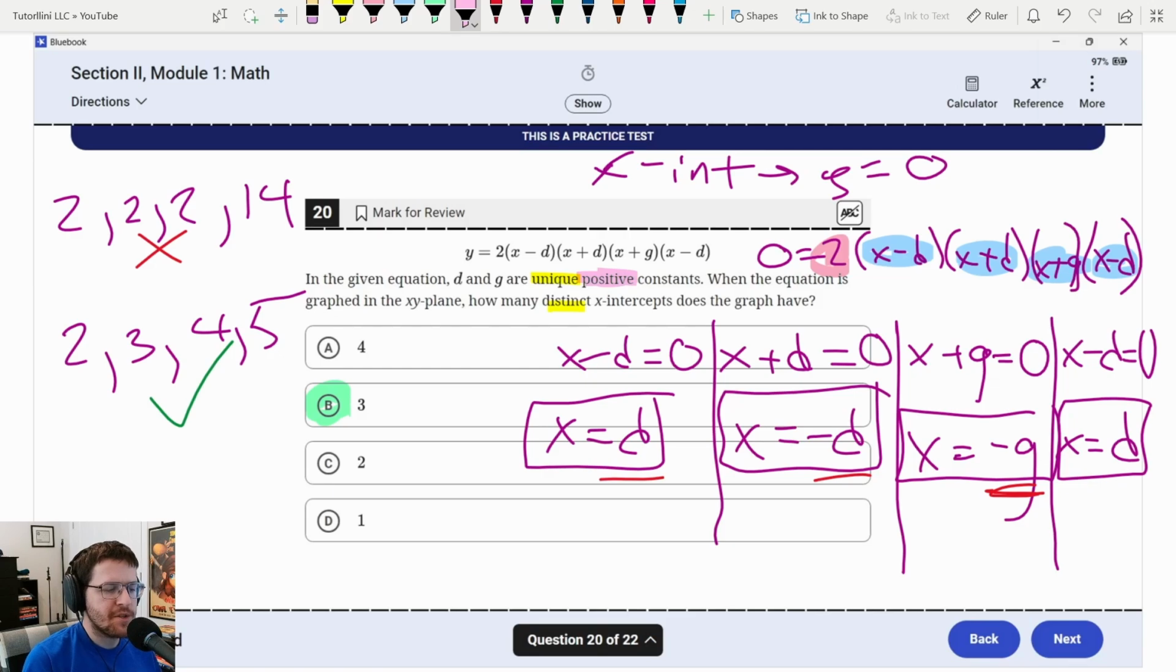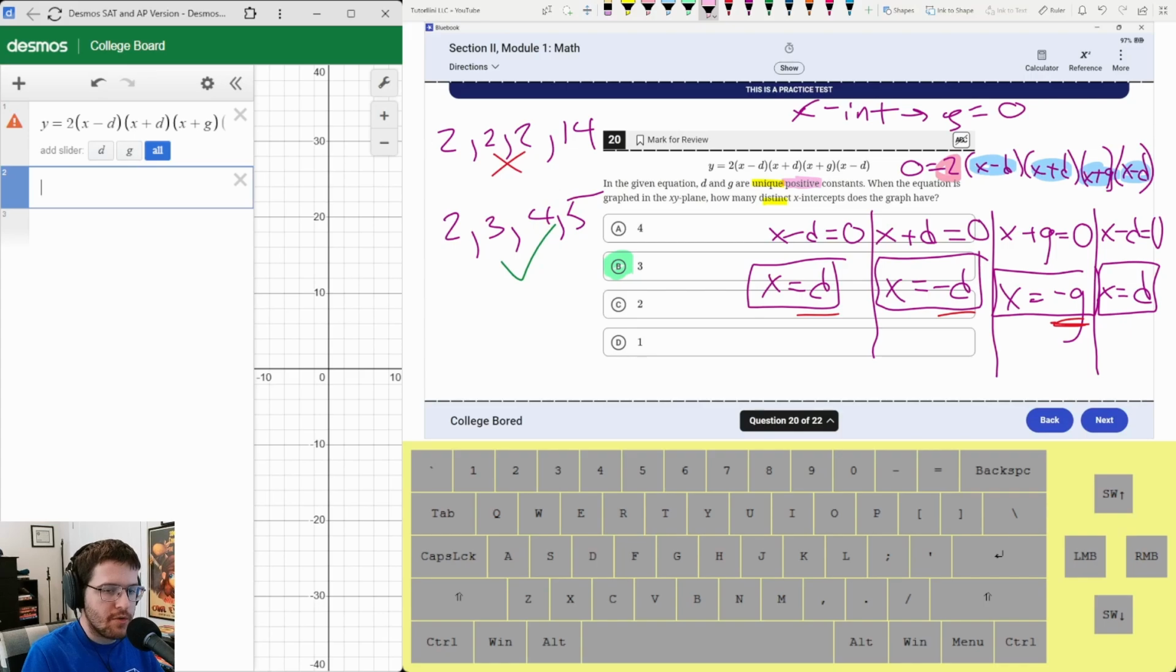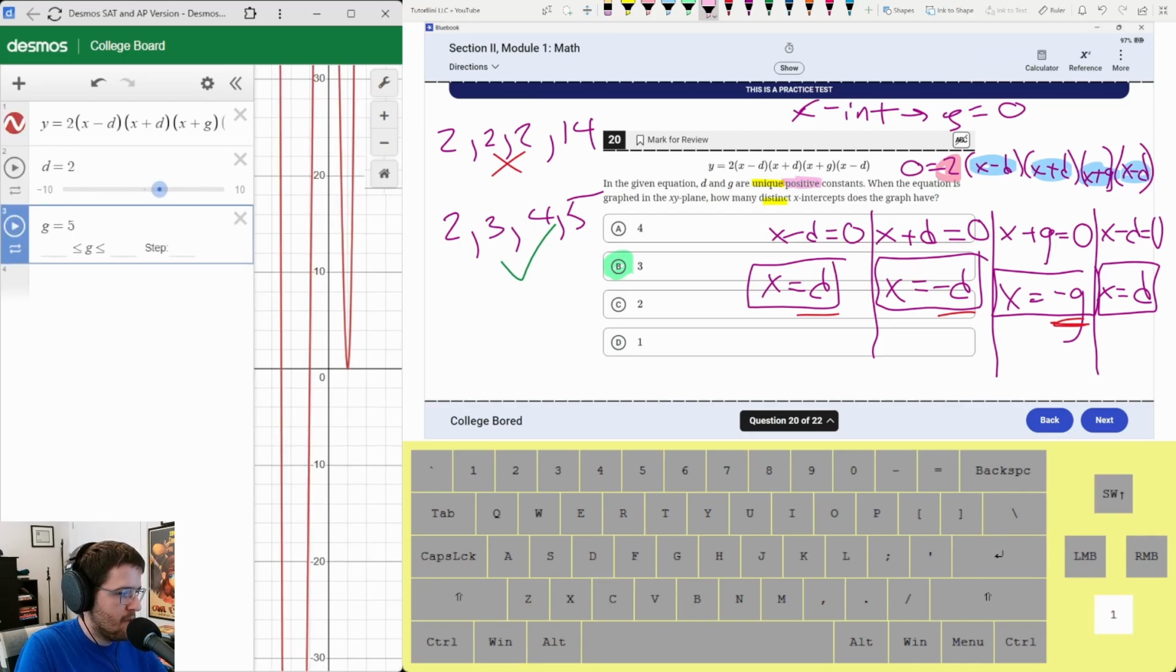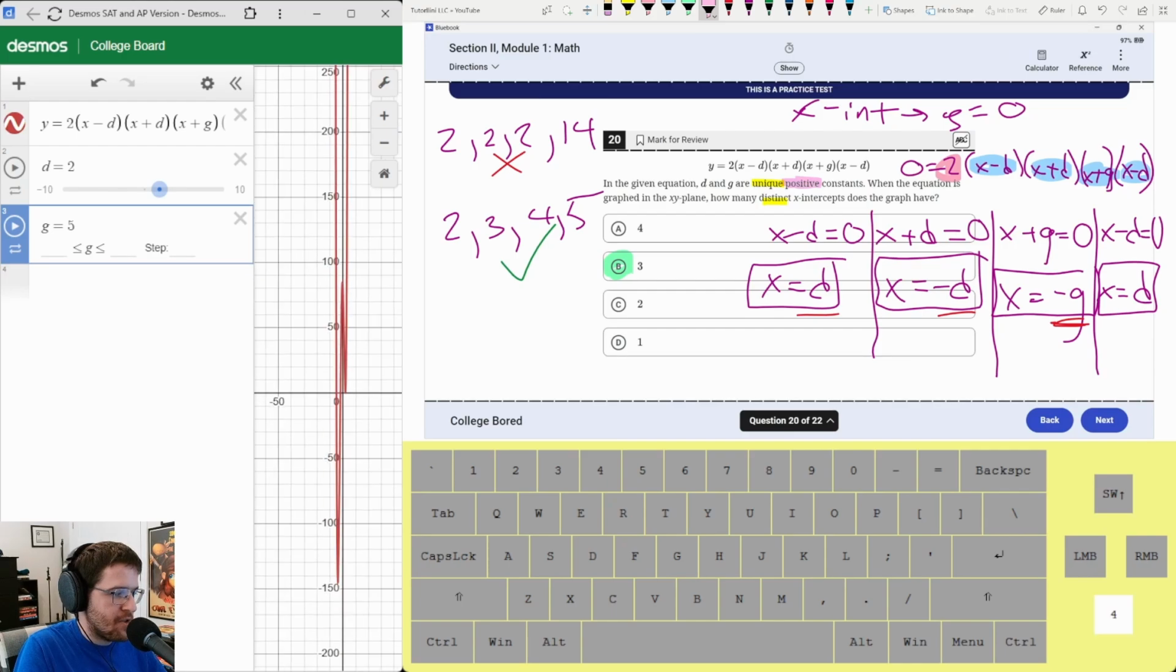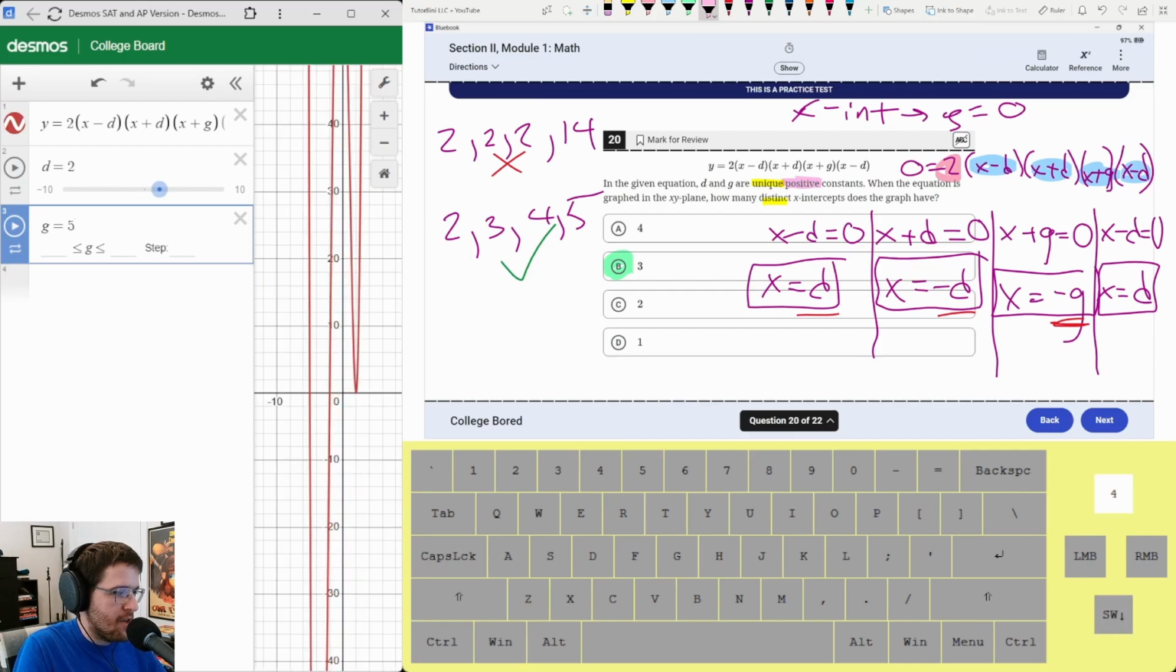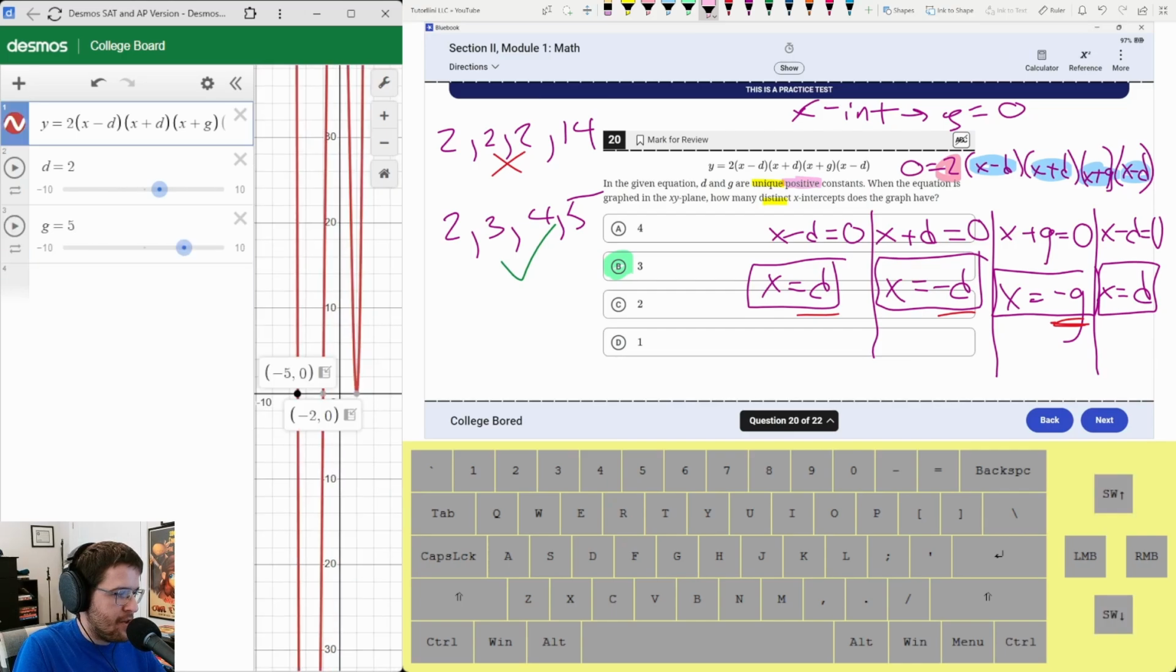I think if we picked valid values for this, we could do it on Desmos. Let's go do that. Okay, I just typed the equation in, and it says d and g are unique positive constants. So how about I make d equals 2 and g equals 5. And you zoom out a bunch just to make sure there's not anything missing. And I look, and there are 3 unique x-intercepts, just like we got doing it by hand.